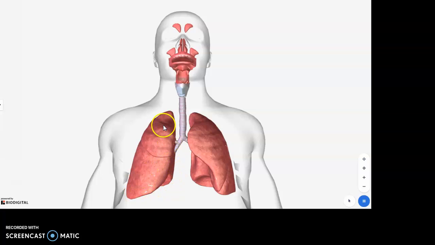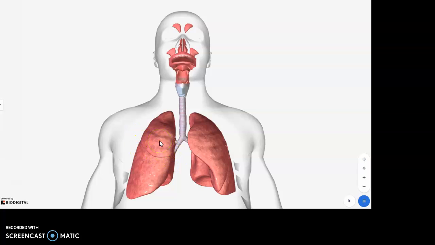And then the right lung has 3 lobes. And the left lung has 2. So the right lung has the superior, middle, and inferior lobe. And then the left lung has the superior and inferior lobe. And the lobes are divided by deep fissures in each lung.